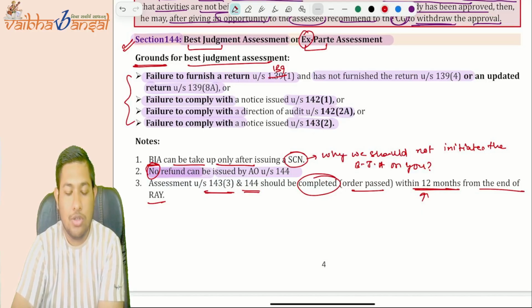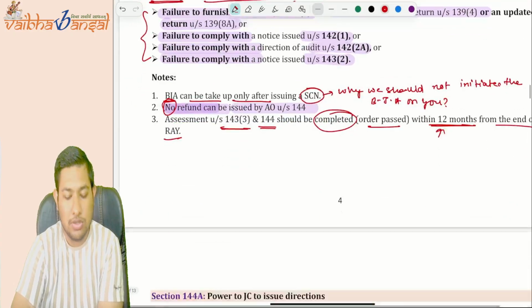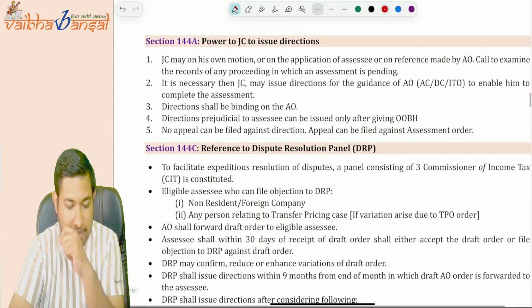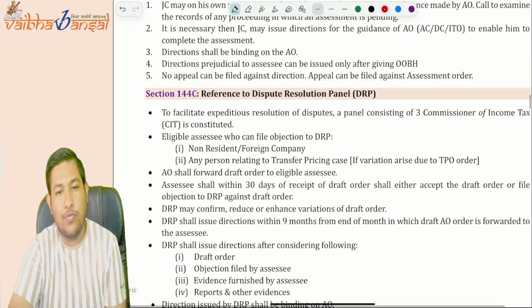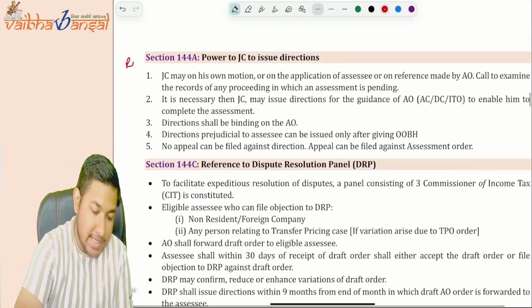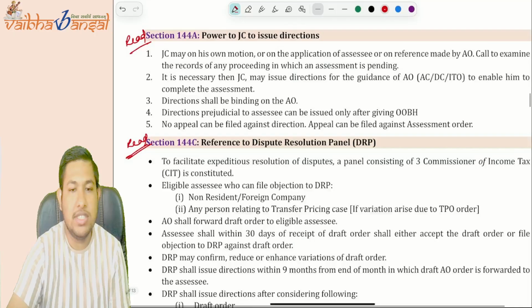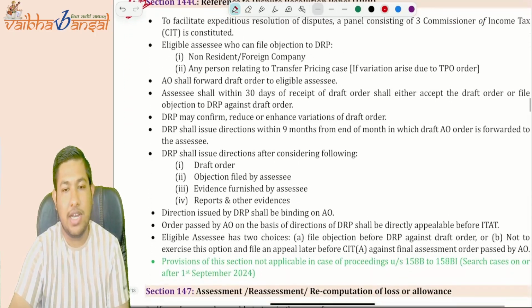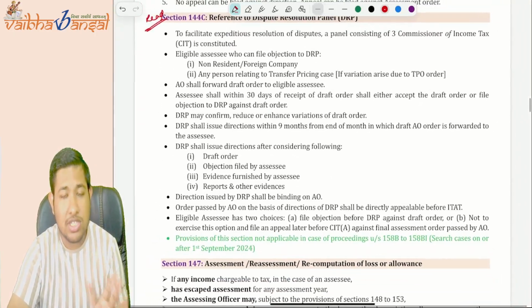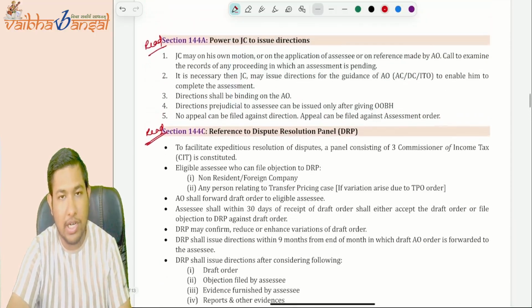Clear? So this is what section number 144 is all about. Coming to section number 144A, 144C, these are just read sections. But we will just read it. I'm not saying I am not going to read it. We will definitely read it.